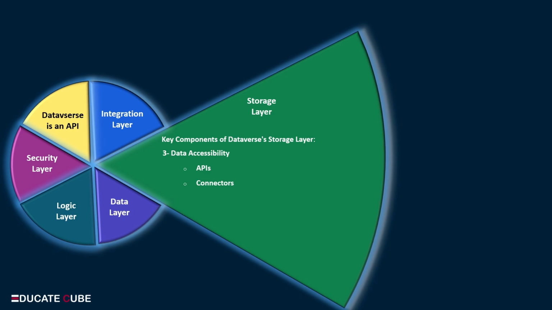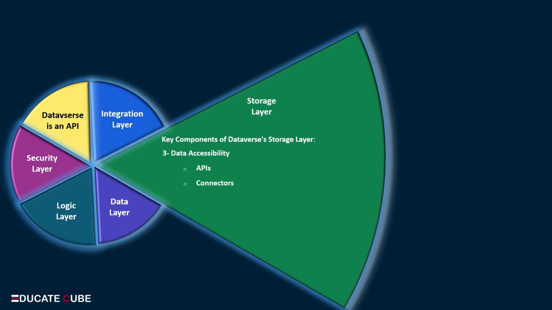Third part is data accessibility. Dataverse provides easy-to-use tools such as APIs and prebuilt connectors that simplify the process of integrating and accessing data from various applications or systems. For example, using APIs like OData endpoints, developers can pull data into custom applications without much hassle. With connectors, users can connect Dataverse to Power Platform tools like Power Apps, Power BI, Dynamics 365, or third-party services quickly without requiring extensive technical expertise.